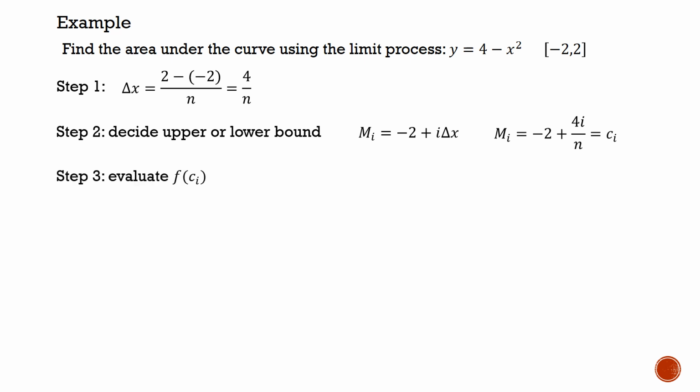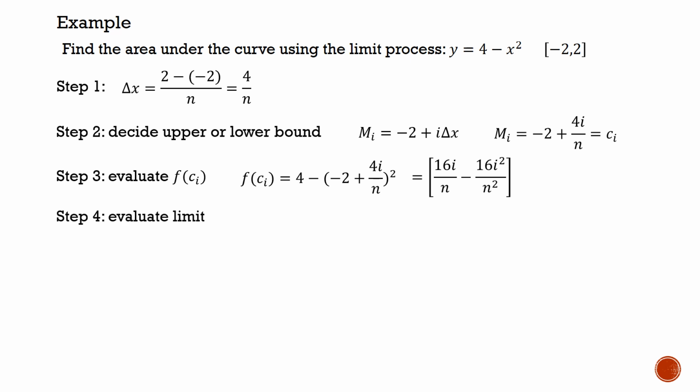Step 3. Evaluate f of c sub i. So now we're trying to find the height of the curve. But because we don't have the number of rectangles, we're just going to use the formula in general. So we're going to simply do 4 minus x squared, whereby x is simply negative 2 plus 4i over n. Simplify, a little bit of algebra, and we end up with 16i over n minus 16i squared over n squared. That is the height of the rectangle. The delta x is the width of the rectangle. So now we have to add up all these rectangles together.